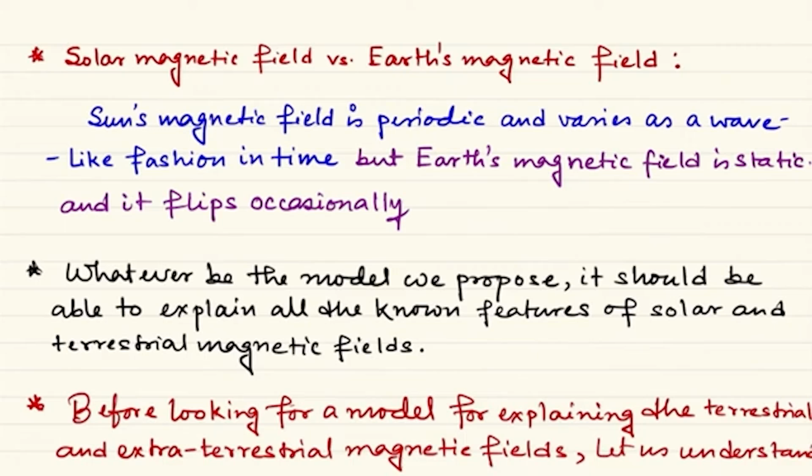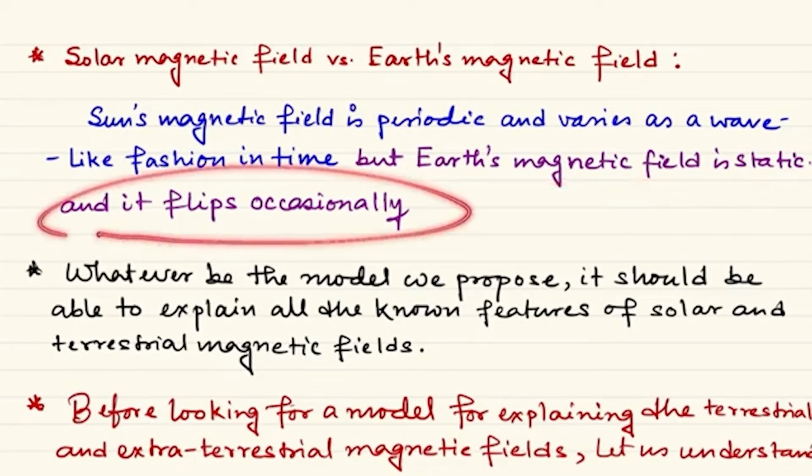Now, first of all, since we are from Earth, we are the representatives of Earth, and we are in the solar system of the Sun. The Sun is the head of our solar system family. Then we will be interested first in the comparison of the solar magnetic field and Earth's magnetic field, just for information. So the solar magnetic field is periodic and varies in a wave-like fashion in time, and it flips its direction every 11 years. But on the other hand, Earth's magnetic field is very much static, and it flips very occasionally.